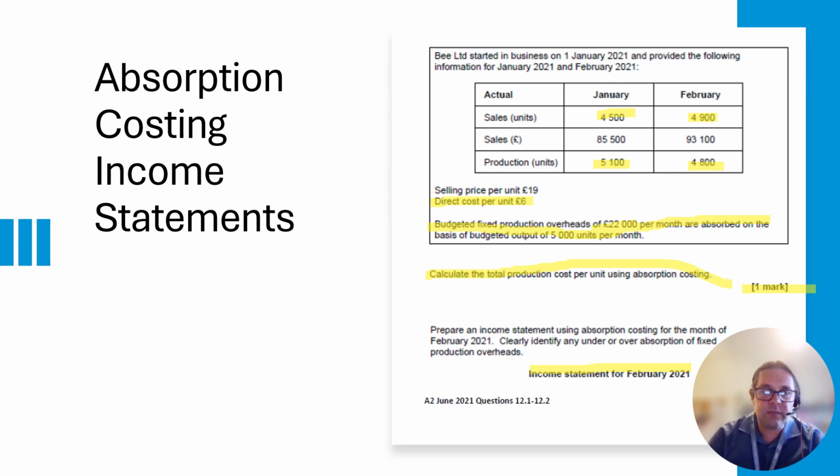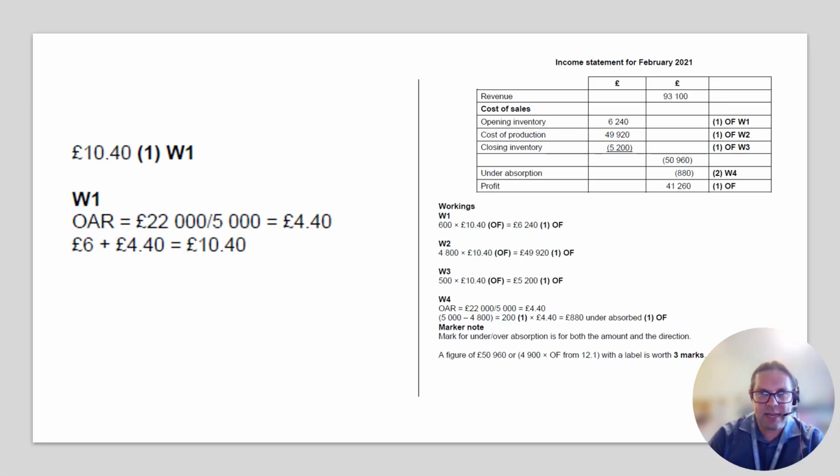So we'll look at the mark scheme just to show you. Okay, so the mark scheme's here. This shows you the workings for the £10.40. Got to be honest, quite nice. Quite straightforward to get that £10.40 as long as you know how to do the absorbed overheads. You've got the revenue figure, so that was nice and straightforward. We went through on the previous part where the 600 units of opening inventory were. They're worth £10.40, so that gives you the 6,240, which is your opening inventory. They've done an overall cost of production, which is 49,920, which is worth 1 mark.